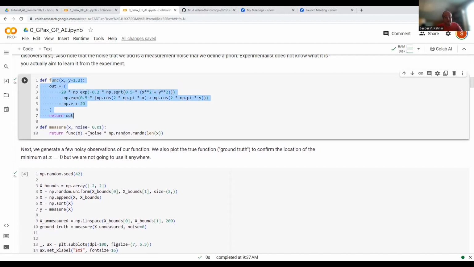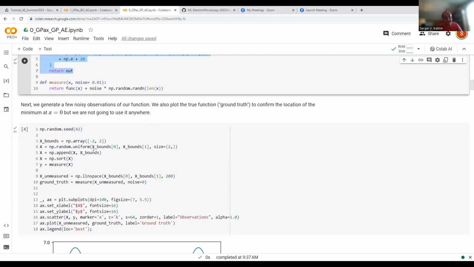We measure it, and we measure it with the addition of some noise. This is an exceptionally important element, and I'm going to return to it quite a few times when I talk about the priors of the noise and the noise itself. You will see that it actually plays a really big role.